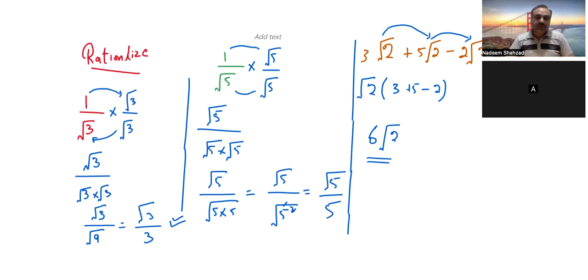Did you get it? Yeah. So these are all regarding Surds. If you have any query, any problem, then we'll discuss all the things. And you can take pictures or screenshots if you want.